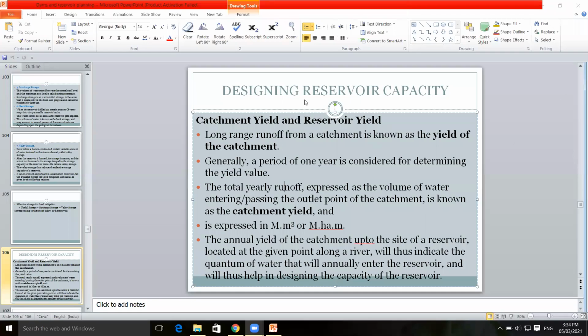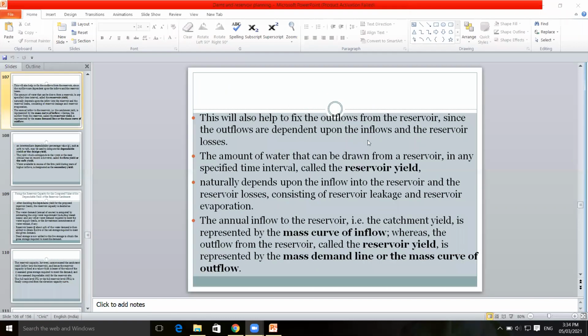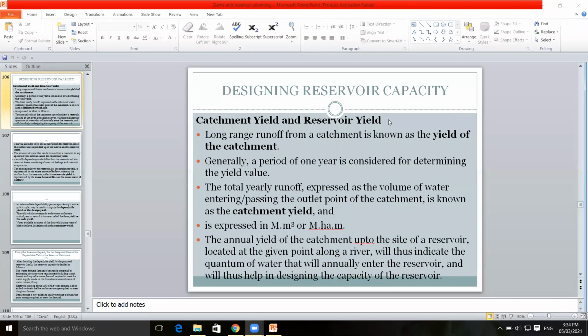Last lecture we have seen designing of the reservoir capacity. Reservoir capacity is designed by knowing the catchment yield and reservoir yield. We have seen different definitions of these terms: catchment yield and reservoir yield.